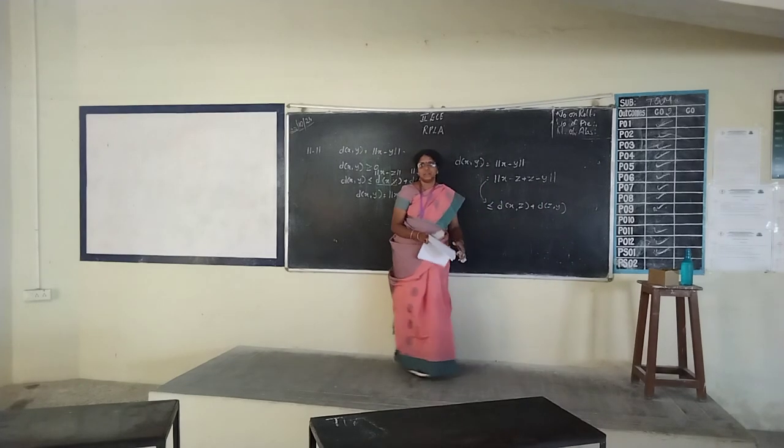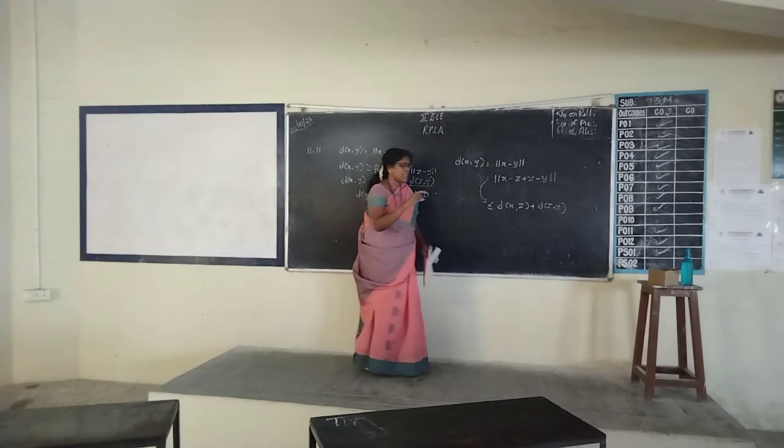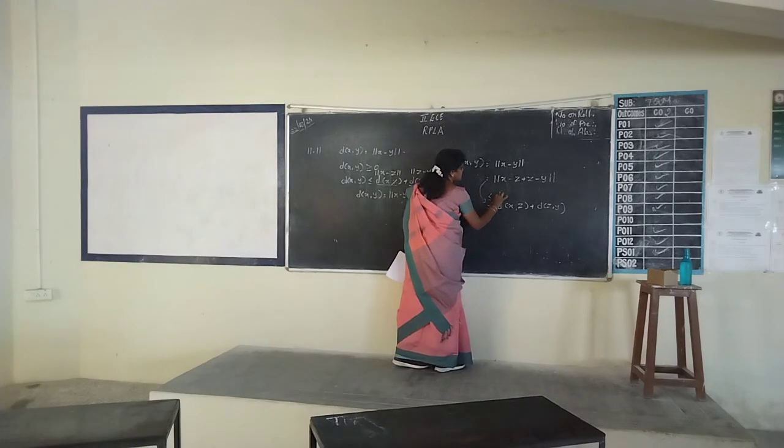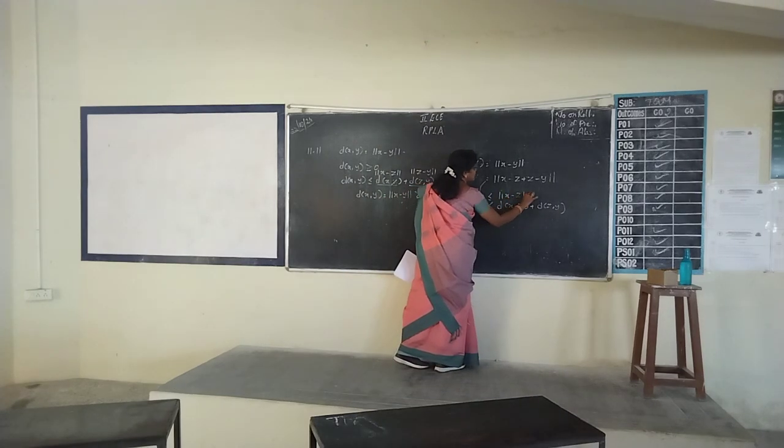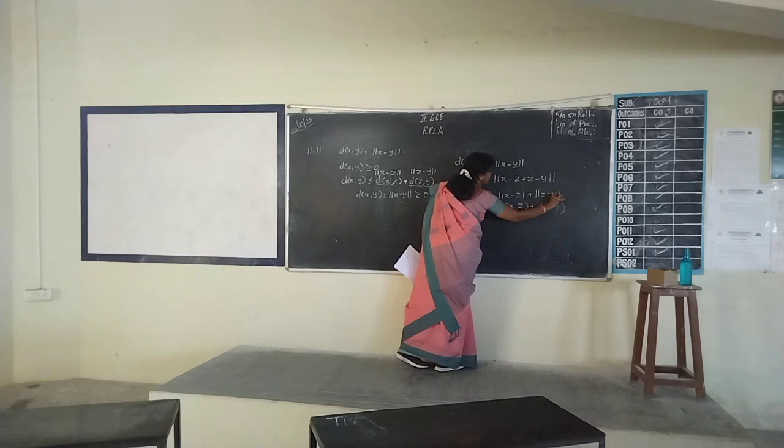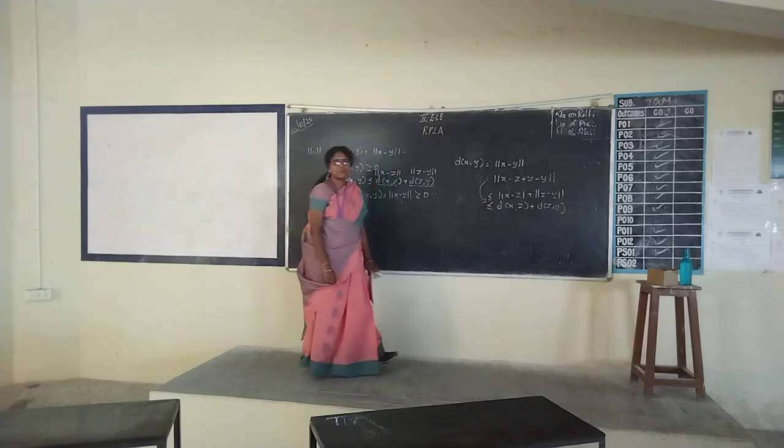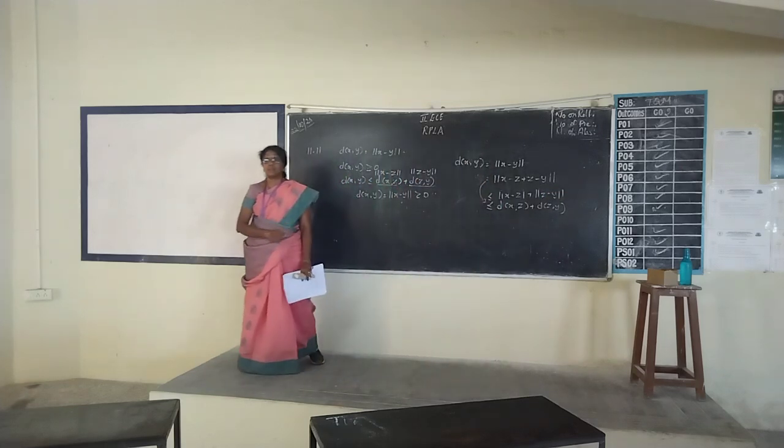How will we connect it? I will write it composed. This is the same as norm of x minus z plus norm of z minus y. Same or no? How will we connect these two?